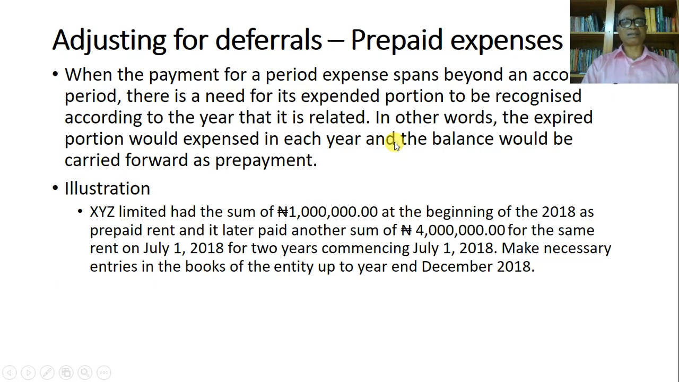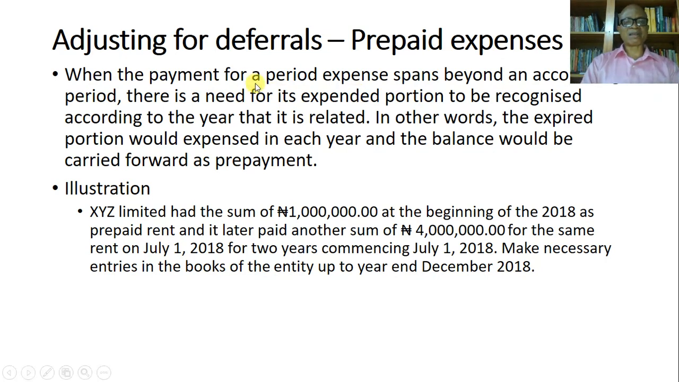Let's look at the other one, which is prepaid expenses. When we talk about prepaid expenses, we are talking about payments made for a service that the company or the entity has not yet enjoyed the benefit of. Because of matching, that means you also have to defer the recognition of such an expense until you enjoy the benefit of that particular payment.